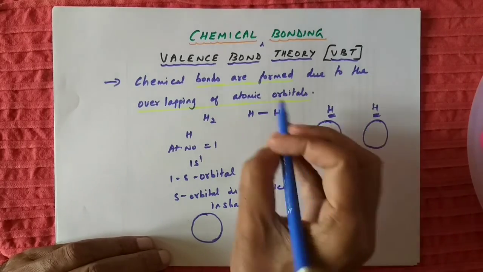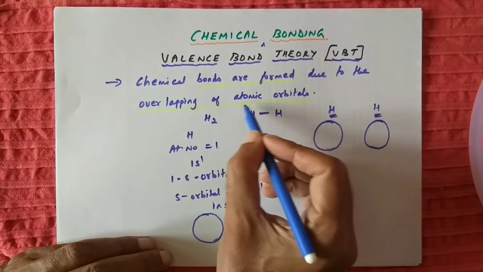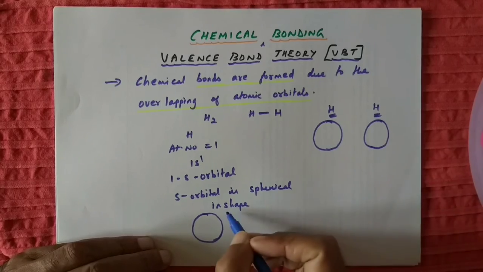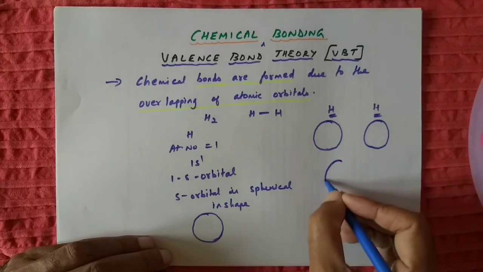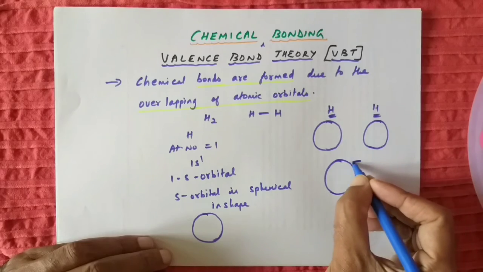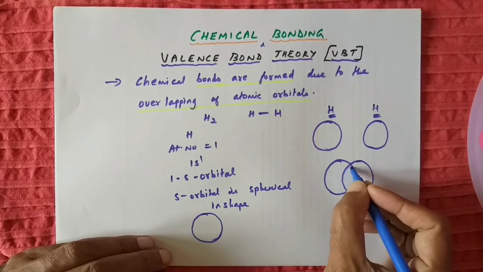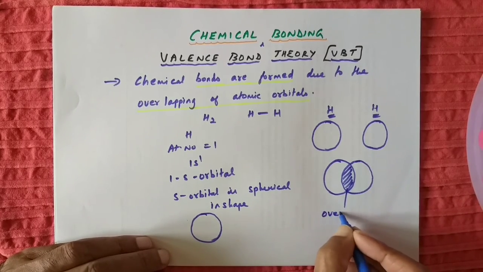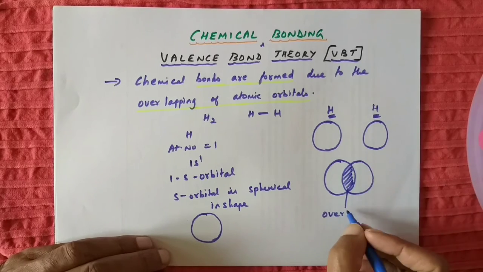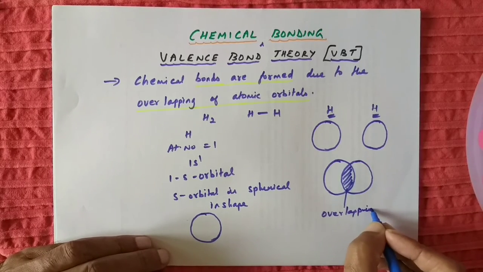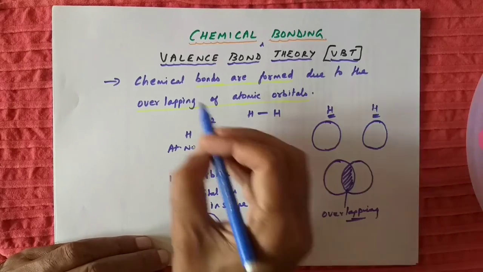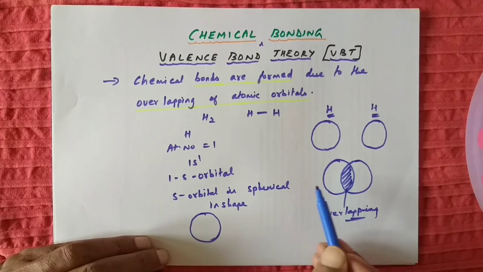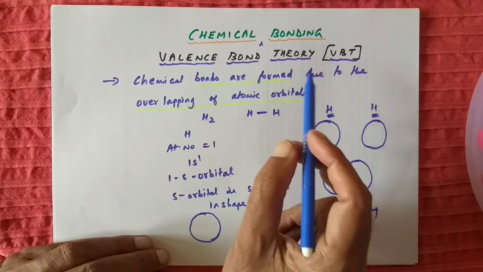This theory tells that the bond is formed because of the overlapping of atomic orbitals. These two atomic orbitals, in this case the s orbitals, will overlap. After overlapping, I can make the diagram like this, and we can see the overlapping portion there. Here it is individual orbitals, now it is the overlapped orbitals. So, chemical bonds are formed due to the overlapping of atomic orbitals. This is the basic idea behind the valence bond theory.